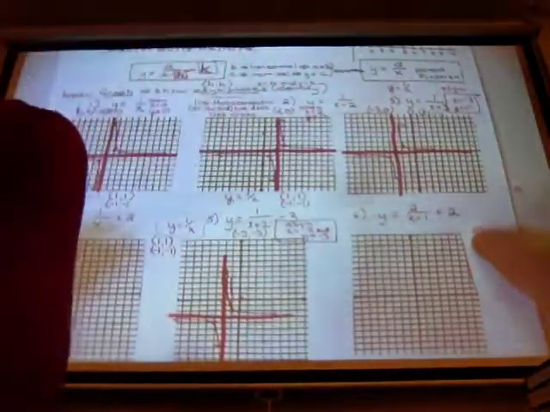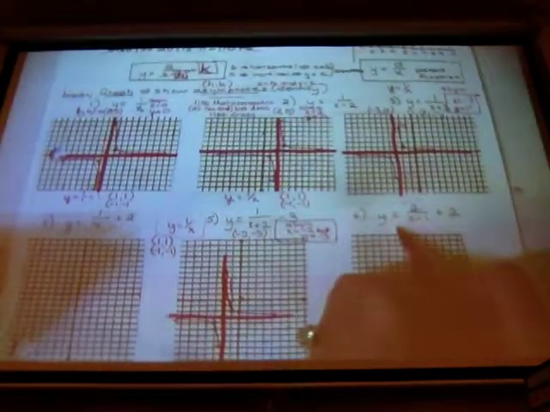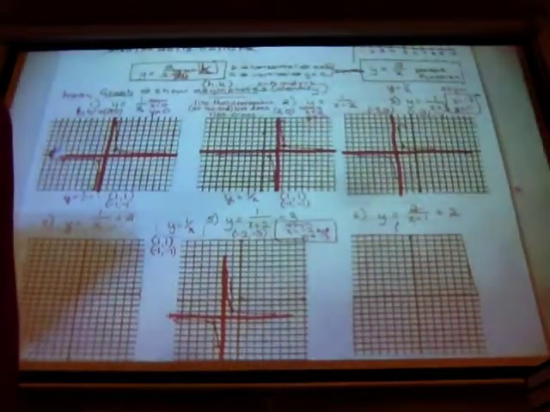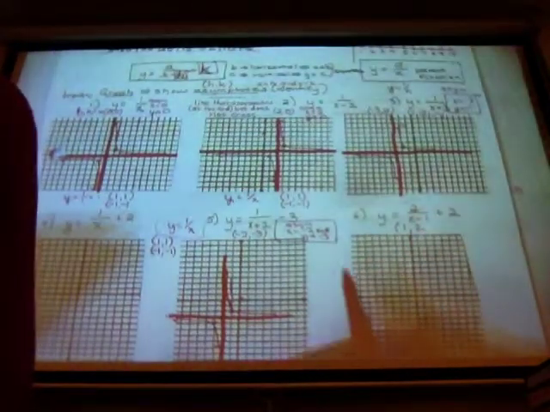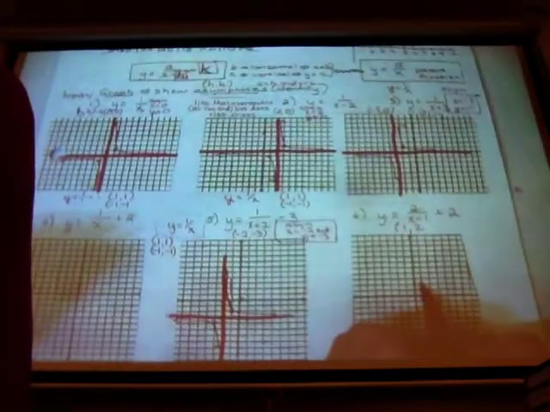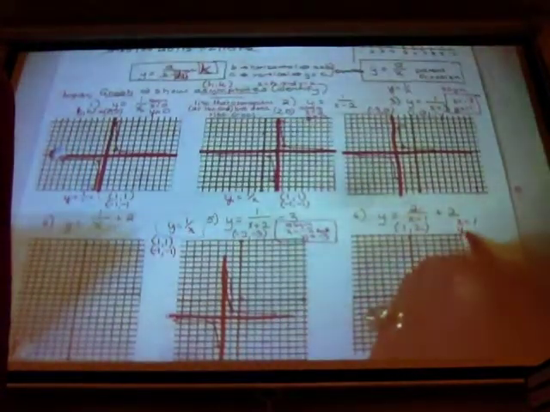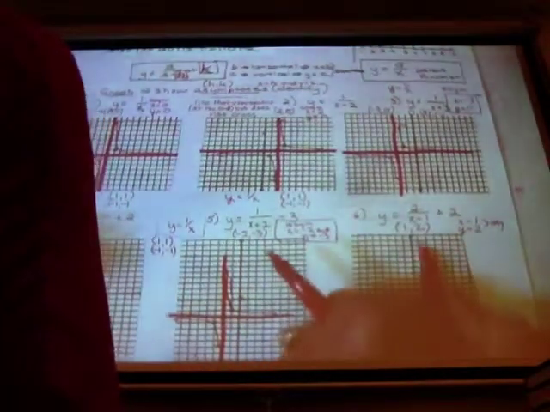Okay, now what's different on number 6 than all the others? Jake? There's a 2, so let's see how that affects things. Oscar, what's the HK? 1 and negative 2? What is it? 1 and 2. So watch, Michael. You go 1, 2. So what are my asymptotes? They are x equals 1, y equals 2. These are the asymptotes. So here is x equals 1. Here is y equals 2.